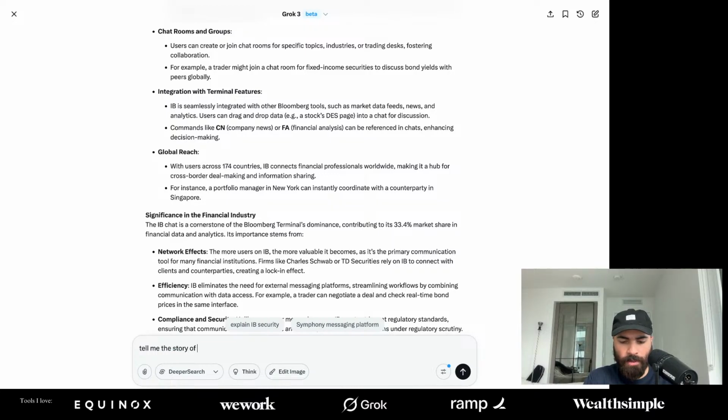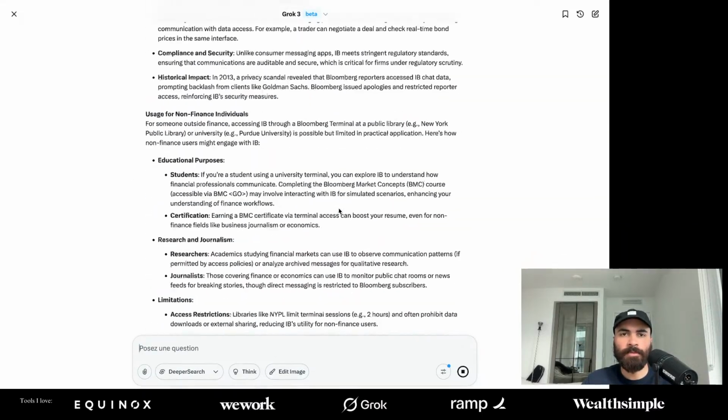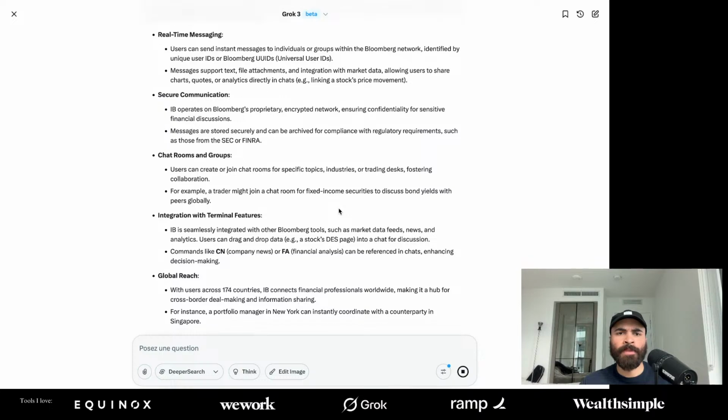Tell me the story of how the idea of the Bloomberg terminal came about and major milestones in its history since its inception. Okay, nice. Chat rooms and groups.